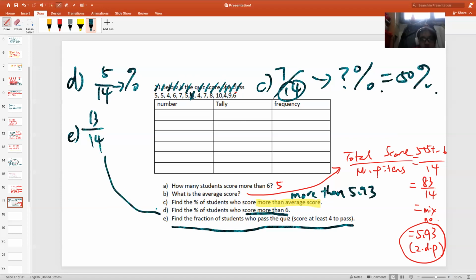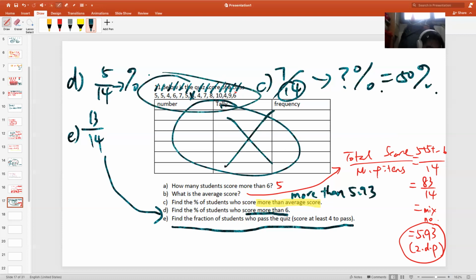This is E. So do you know how to get all the answers for all questions? Are you supposed to look at this table? No. Always come back to the question. Are you clear? Okay, good. Next.